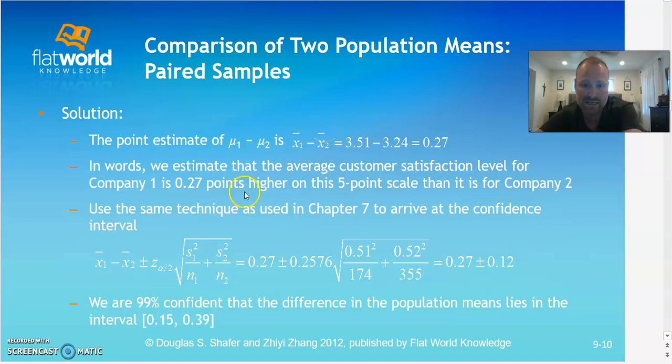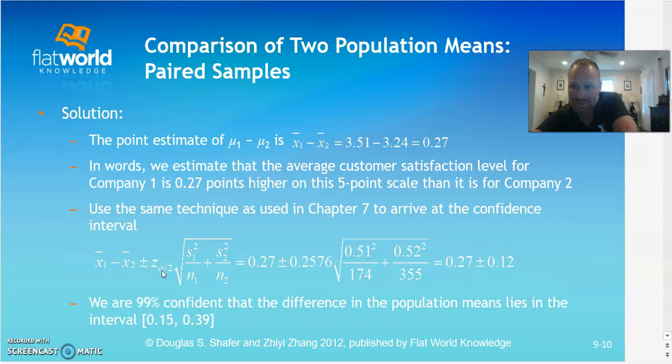Now we're using the same technique used in Chapter 7 to arrive at the confidence interval, but with a slightly different formula. We plug everything in, and once we do, notice the 99 ends up being alpha divided by 2.